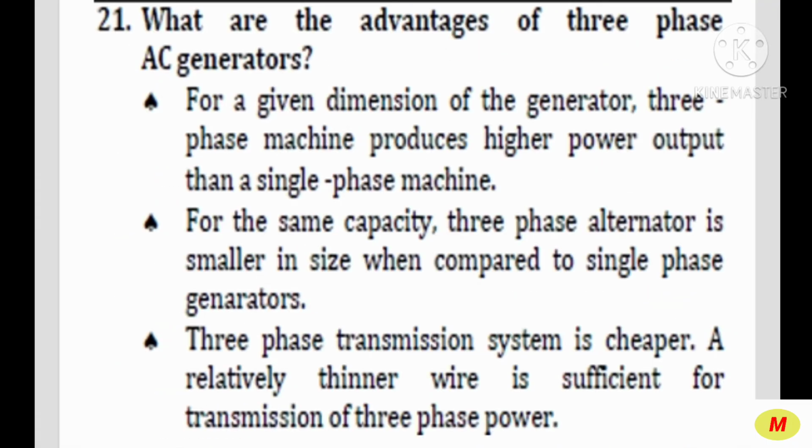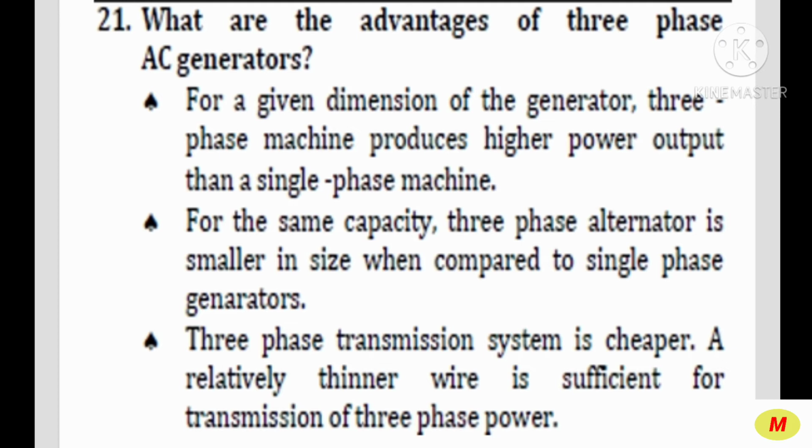Next one is about the advantages of 3-phase AC generators. For a given dimension of the generator, 3-phase machine produces higher power output than a single-phase machine. For the same capacity, 3-phase alternator is smaller in size when compared to the single-phase AC generators.